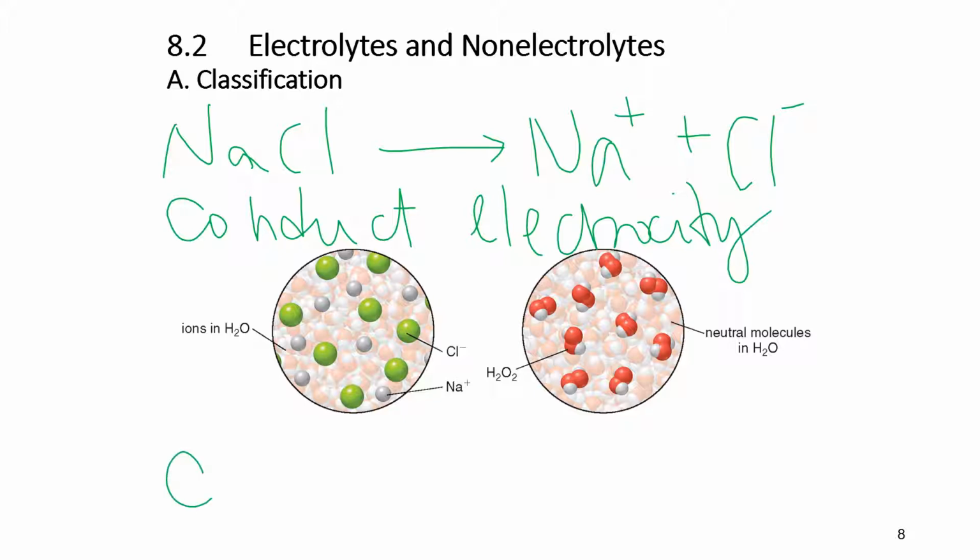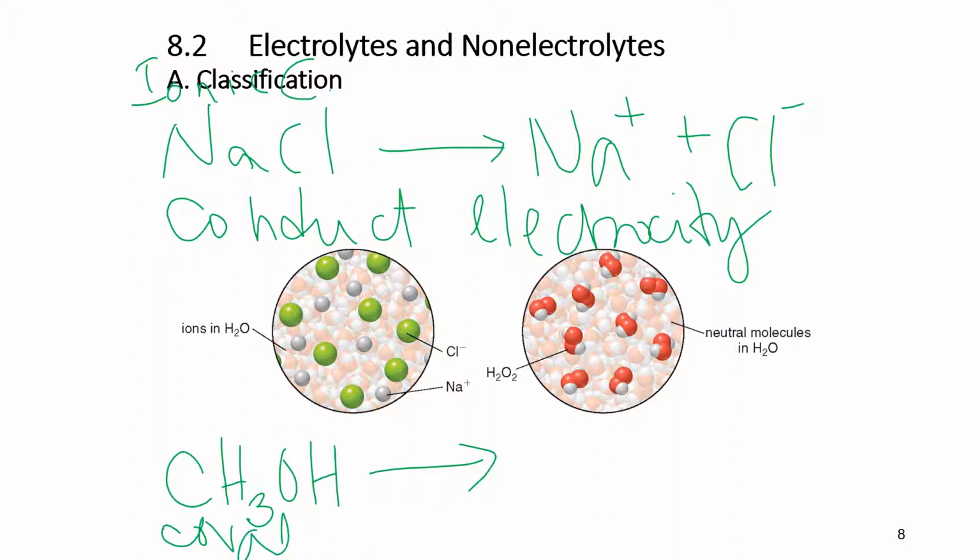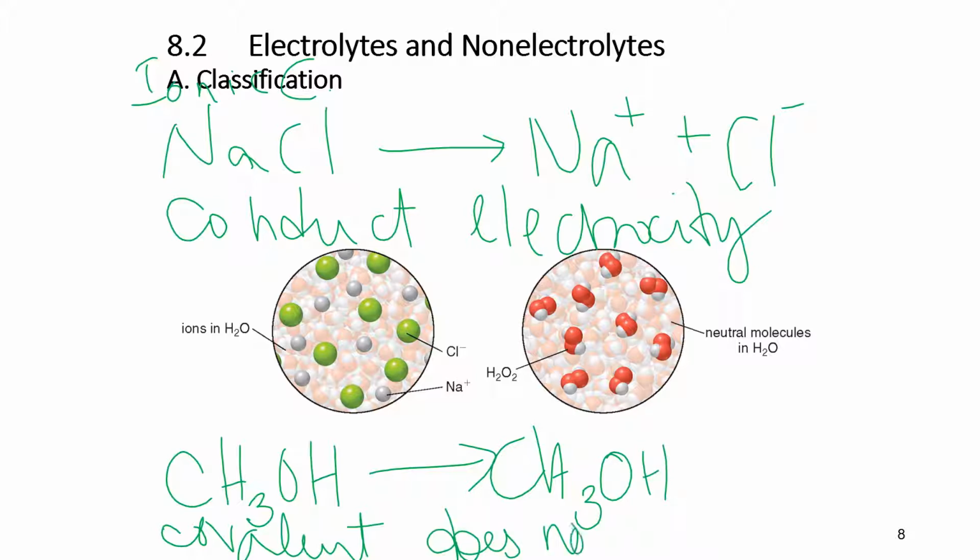On the other hand, something like alcohol, methanol, CH3OH, is a covalent compound. It does not split up into ions like Na+ and Cl-. So in general, when you think of electrolytes, you have to think of ionic compounds that can split up into ions, and those ions are charged so they can conduct electricity. Whereas CH3OH is a covalent compound. When it dissolves in water, it stays as CH3OH. It doesn't split up, and therefore it does not conduct electricity, and that would be considered a non-electrolyte.